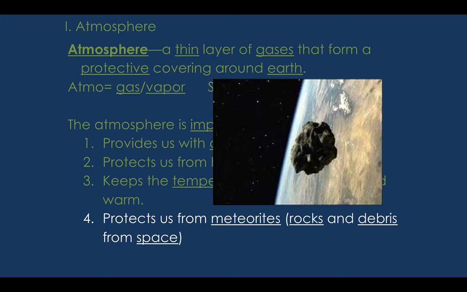Rocks and debris that come in through space. It actually burns up tons of things that would normally come and hit the Earth. And just for evidence of that, look at the moon and look at all the craters on the moon and some of the other planets that don't have an atmosphere for that to happen.